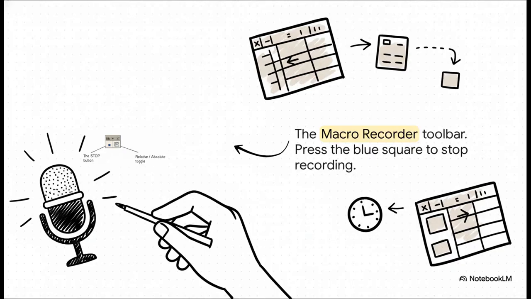And you do not need to be a programmer to do this. The macro recorder is just beautiful because it's so simple. You press the record button, you do your task just like you normally would, and then you press stop. That's it. Excel literally watches what you do and writes all the code for you in the background. It is the ultimate way to get rid of repetitive work forever.